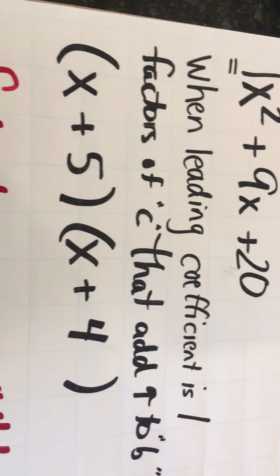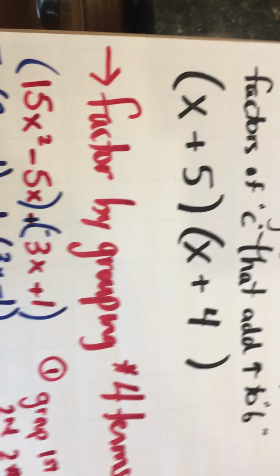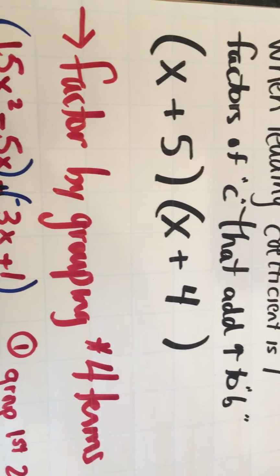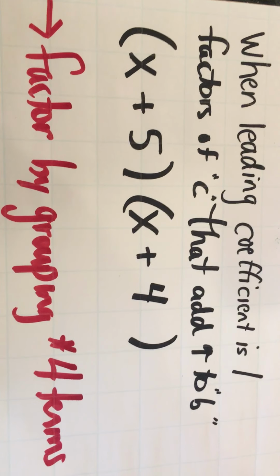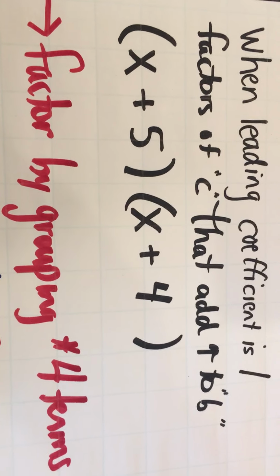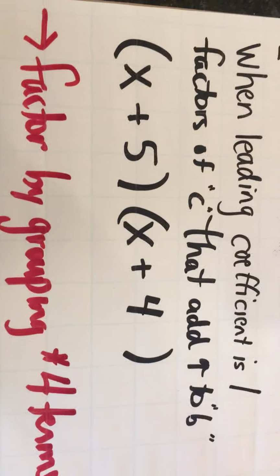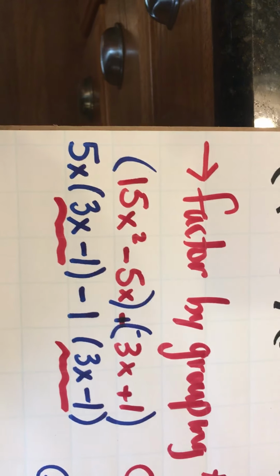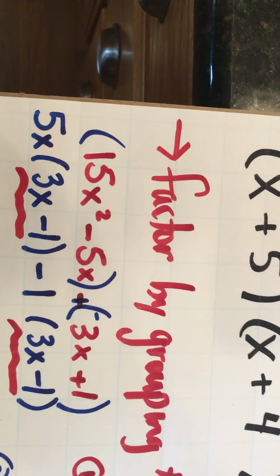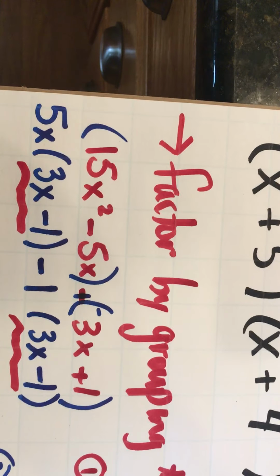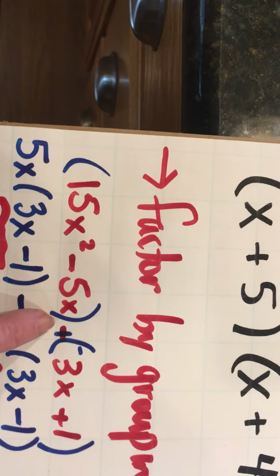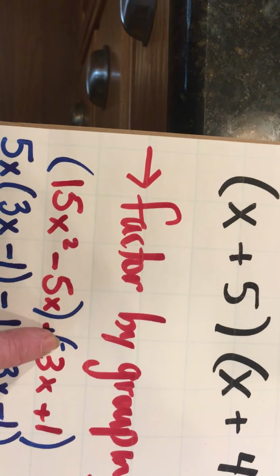Okay, the last one that we're going to go through today is factor by grouping. The big telltale that it is a grouping problem is there are 4 terms, 4 things being added or subtracted from one another. So our problem was 15x squared minus 5x minus 3x plus 1. I always start by changing a subtraction to adding the opposite.